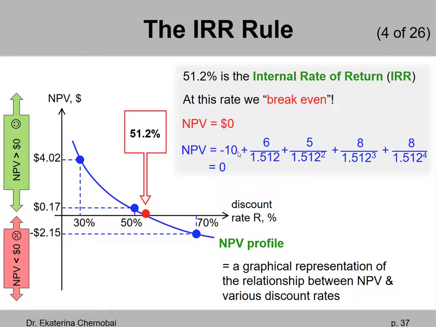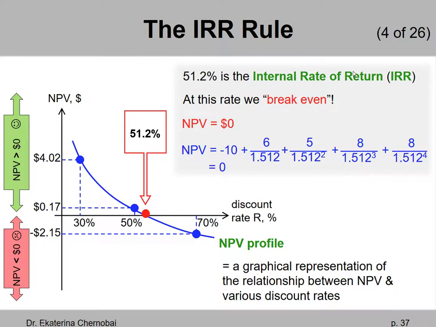So if you invest 10, you get 6 and 5 and 8 and 8 back. And the IRR connects what you spend with what you receive. So what you spend equals, in today's dollars, what you receive across all future years. That's why the difference between the present value of all future cash inflows and the cash outflow today is 0. The NPV equals 0, right? So you break even.